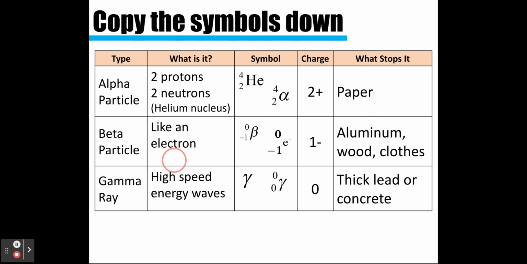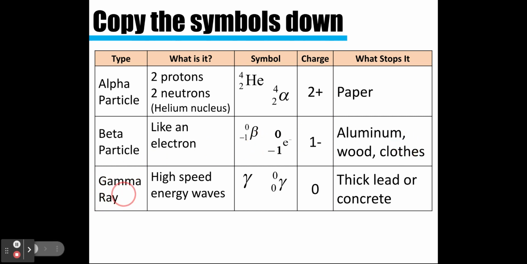Beta particle, as we said, is like an electron, and there are two symbols that you can put for that one. So you have the beta symbol, the second letter of the Greek alphabet, and it's got 0 on top because it has no mass, so the mass number is 0, and it has a negative charge, so you put that on the bottom. So that's one way. You could also symbolize it with e with a negative for electron, because this is pretty much a negative electron, so you could use this symbol. So the charge is negative, and it can be blocked by, as we said, aluminum foil or wood, or even your clothing can block beta particles.